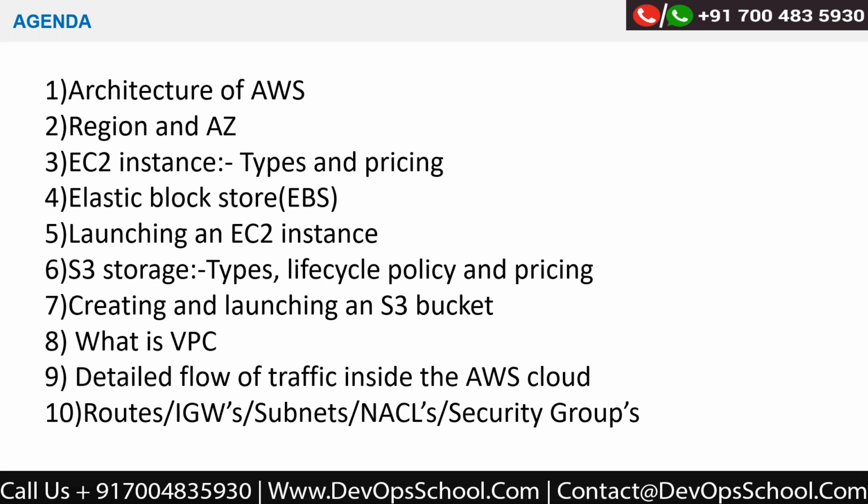Then we are going to see the VPCs and the detailed flow of traffic inside AWS, how a network packet travels inside the VPC and reaches your EC2 instance. Then we are also going to see in detail the routes, IGWs, subnets, NACL, and security groups that are part of the VPC. Additionally, we will also have an overview of the Elastic Load Balancer and the databases.